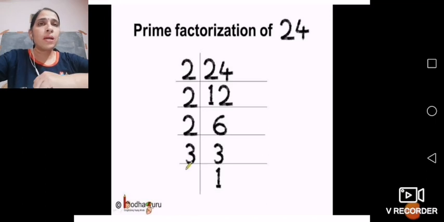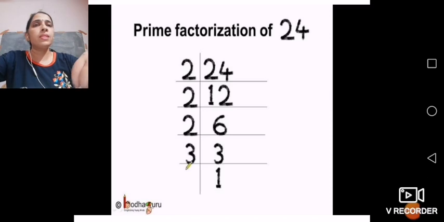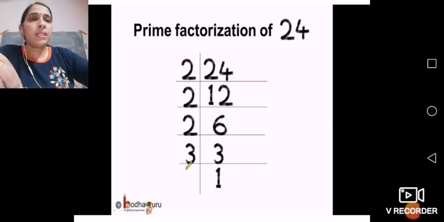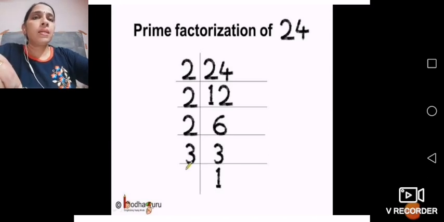Now, why is it called prime factorization? Because all these numbers are prime numbers. When we are finding prime factorization, all the factors which you are getting of a number are primes. Now, we will see another method of finding prime factorization of a number, by using a factor tree, which you have done in your previous class also.